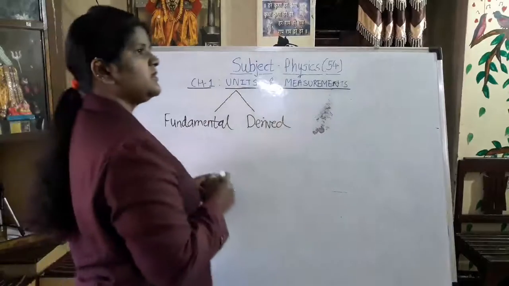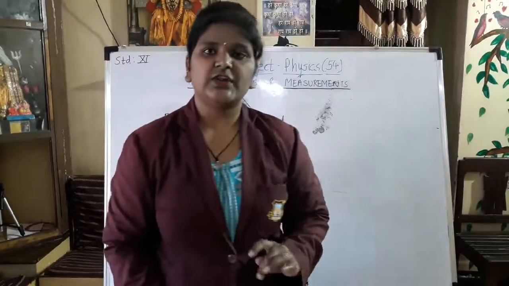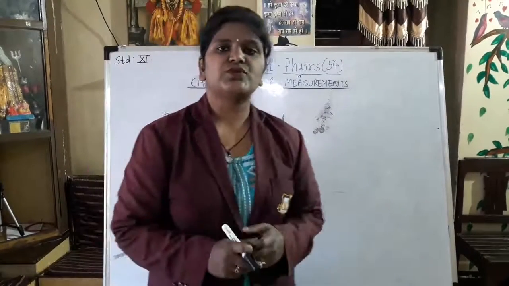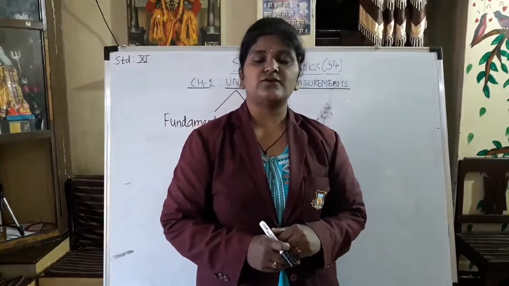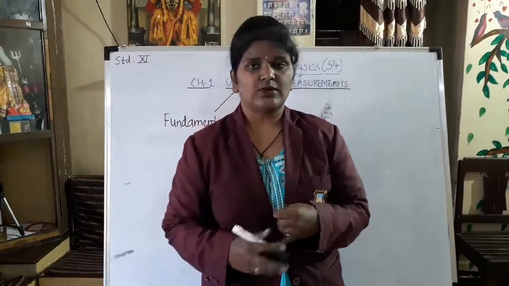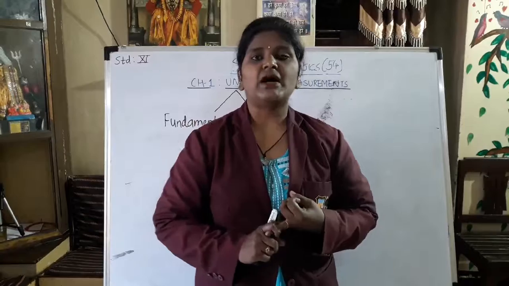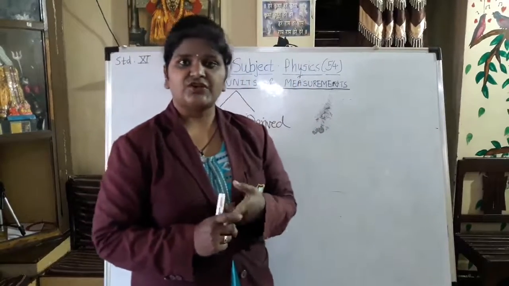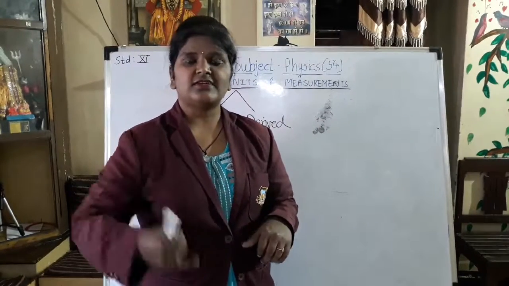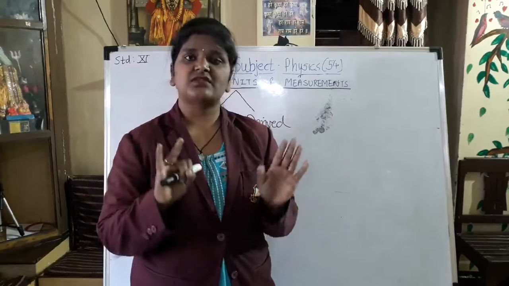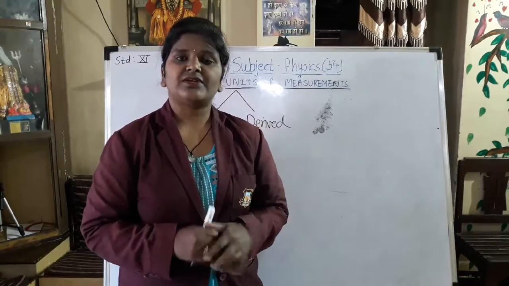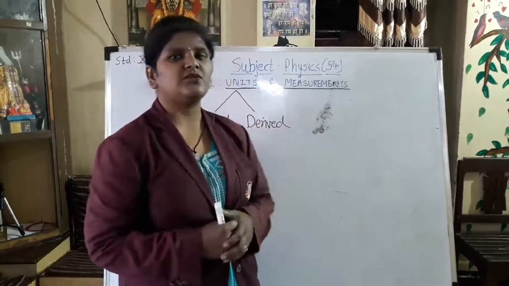Right? There are 7 fundamental quantities, and depending on them, 7 fundamental units are there. Which are the 7 fundamental quantities? Length, mass, time, temperature, current, luminous intensity and amount of substance. These are the 7 fundamental physical quantities, depending on which the fundamental units are there.